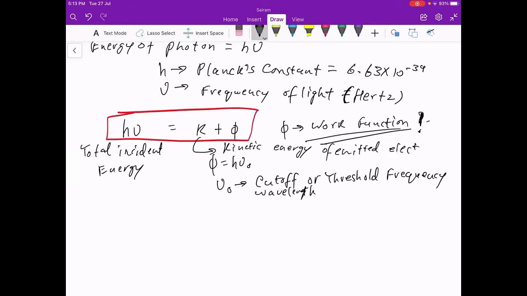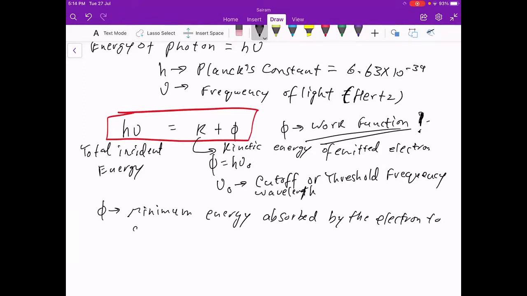So how the system works is that phi is the minimum energy absorbed by the electron to come out of the metal surface. Is that understood? Like you need to apply a certain amount of energy.